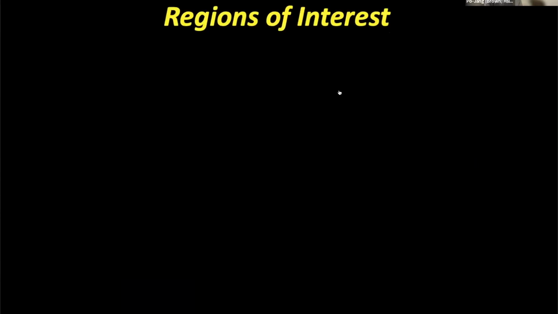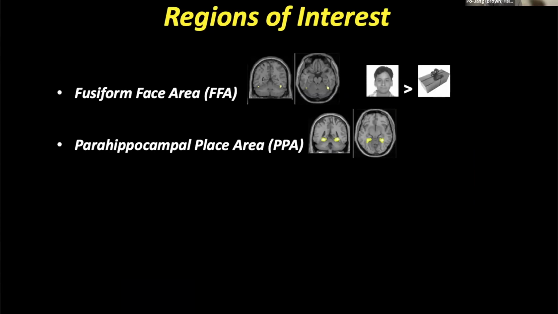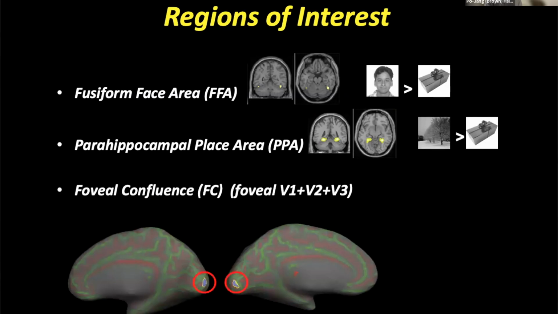And we have two regions of interest. One is something called FFA, the fusiform face area, which has been implicated in face processing. And there's another area called the parahippocampal place area, implicated in place or scene processing. And we also identify the foveal confluence, representing the early visual area. And all these areas are pre-identified, so we collect these areas before the experiments.